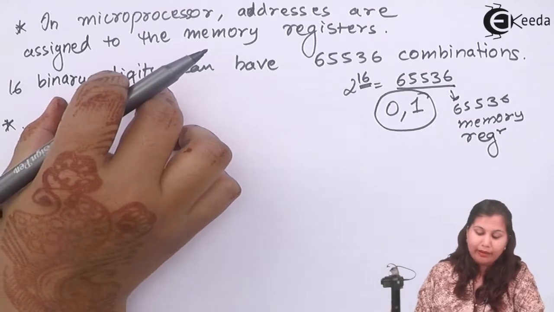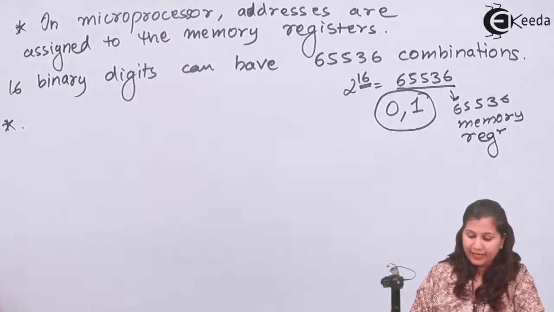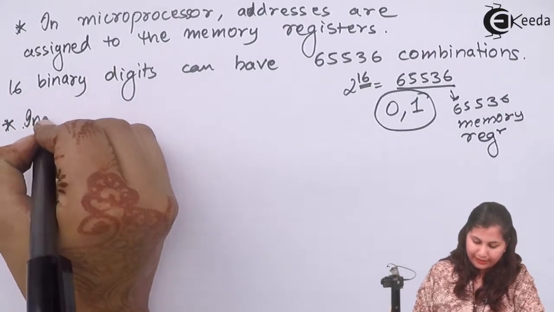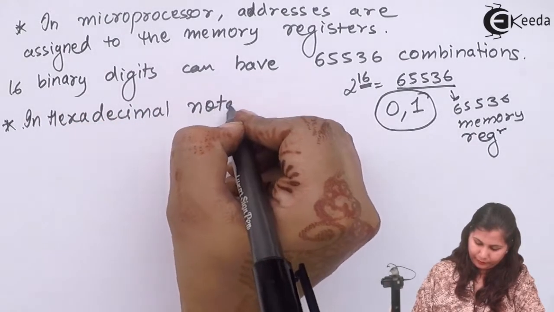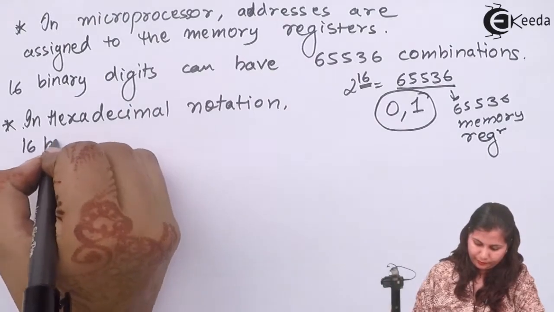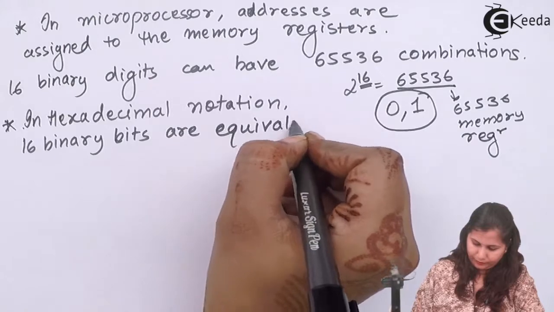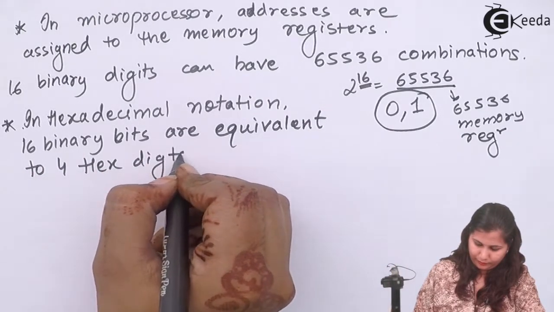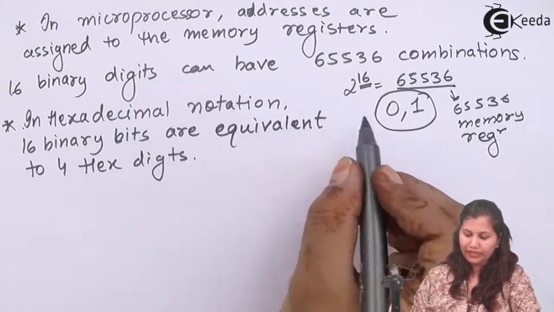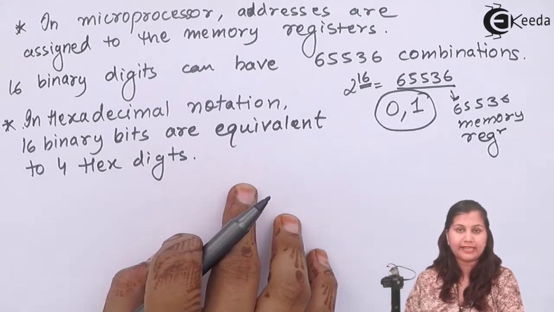Now when these 16 binary digits are converted into hexadecimal notation, they are equivalent to 4 hex digits. So in hexadecimal notation, 16 binary digits are equivalent to 4 hex digits.